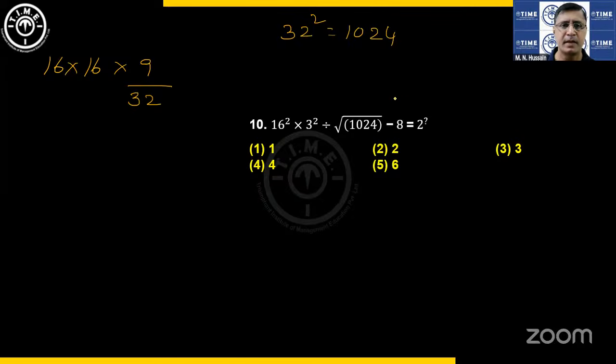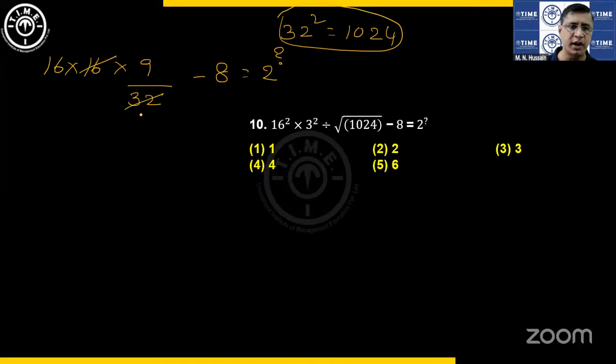Okay. Next, minus 8 is equal to 2 power question mark. We need to find out the value of the question mark. Simplify this. 16 2 times 32. 2 8 times, that is 16. Now solving this. 8 into 9, that is 72, minus 8 is equal to 2 power question mark. Now 8 subtracted from 72 gives 64. 64 is equal to 2 power question mark.